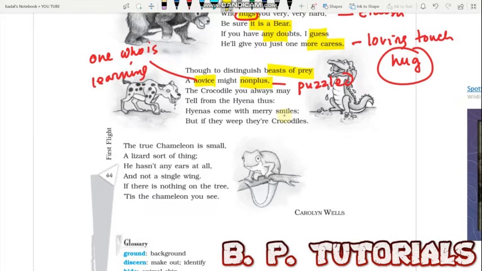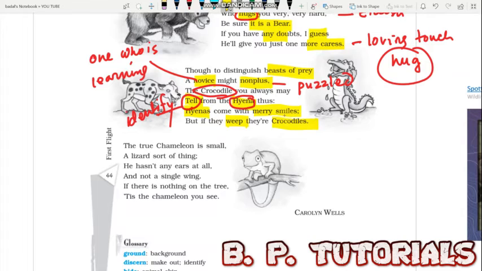Which animals? Take a look at once. The crocodile, you always may tell from hyena thus. You know, differentiation between a crocodile and a hyena, how will you differentiate? How to tell them? How to identify between a crocodile and a hyena is like this. What sort? Hyenas come with many smiles, very happy smiles. Hyenas make happy smiles. But if they weep, they are crocodile.